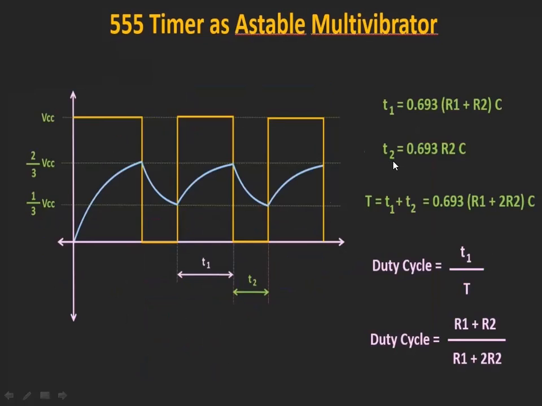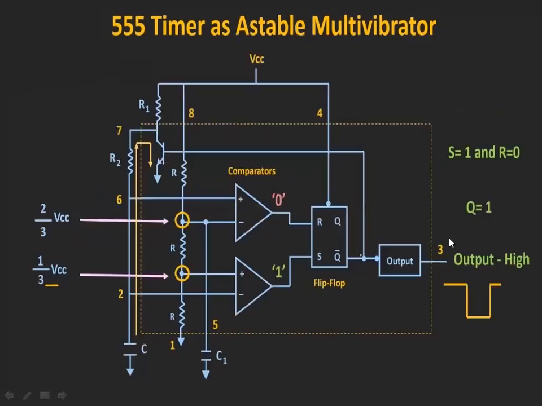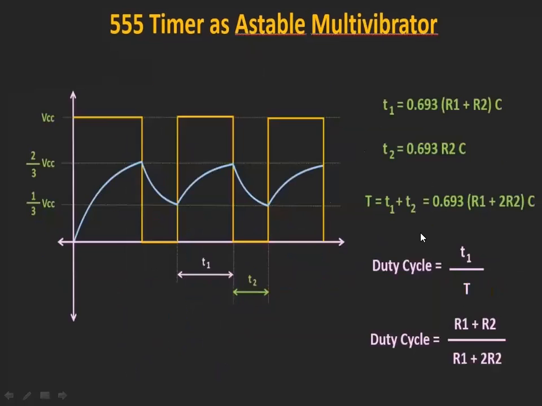Then coming to T2, T2 is equal to 0.693 R2 into C. Here we have only R2. Why? Because during discharge, the capacitor is going to discharge through only R2 and the transistor. R1 is not involved in this. So because of this, T2 is equal to 0.693 R2 C.